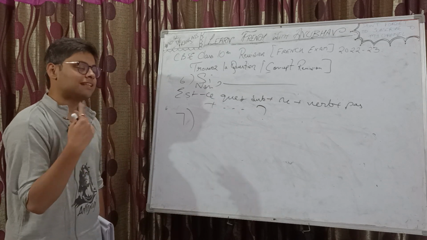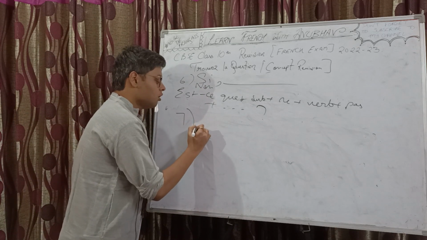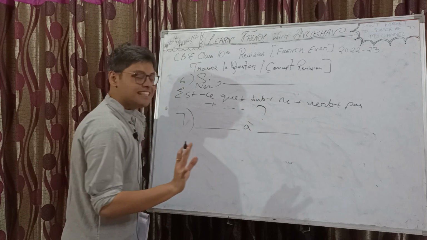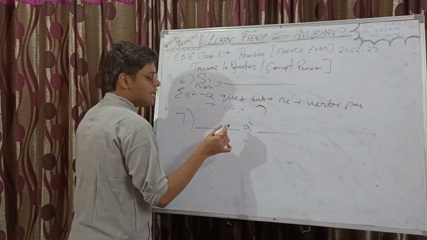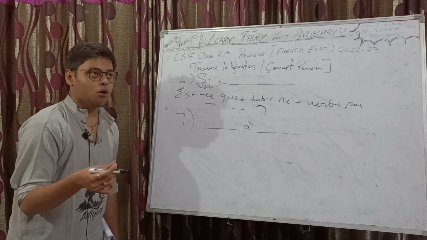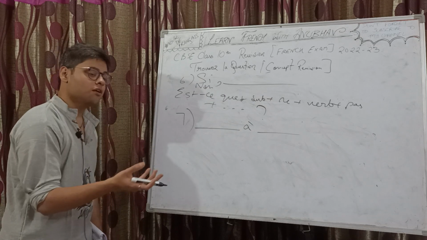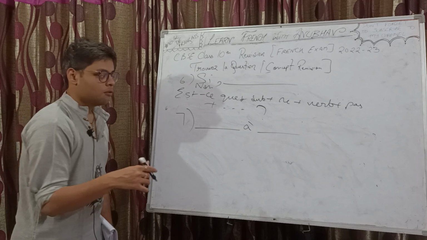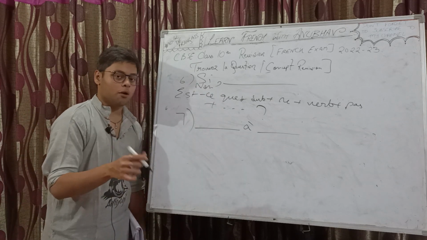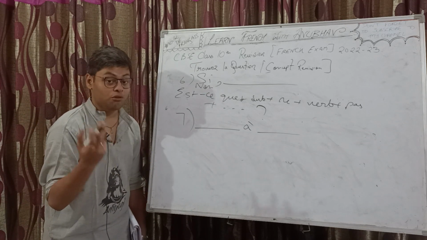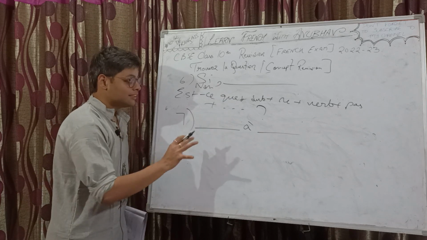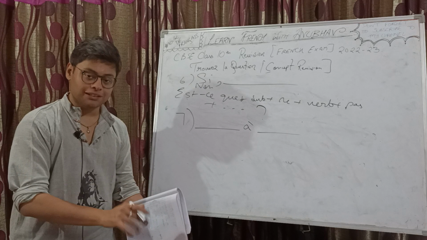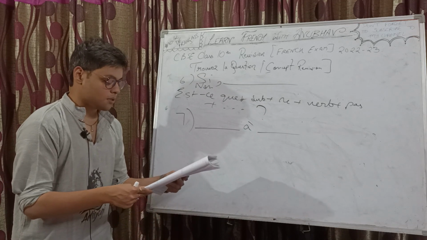Now, 7th type, to go somewhere by some means. Okay, maybe à pied or en voiture or en avion, some means of transport. Like, how did you go there? You are going on foot or by car or by plane or by train or by bus. So this type of question has also been seen in the question papers.